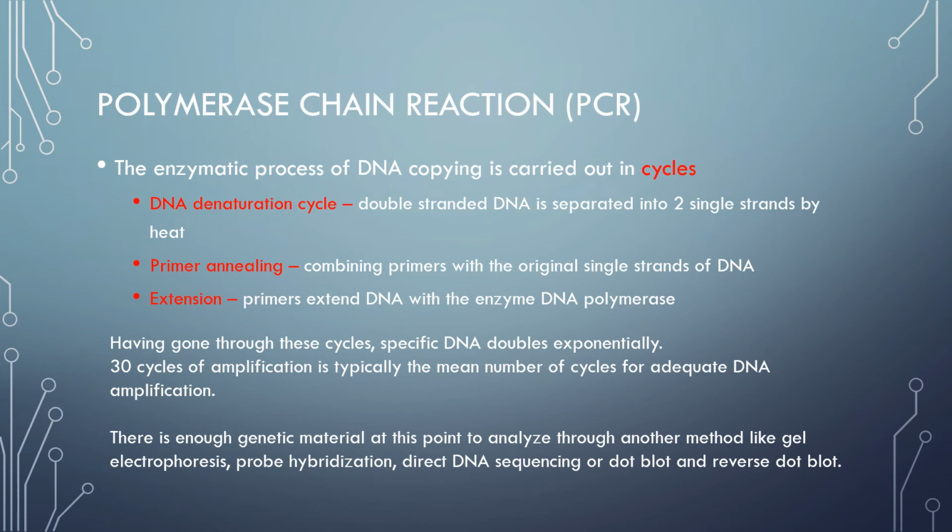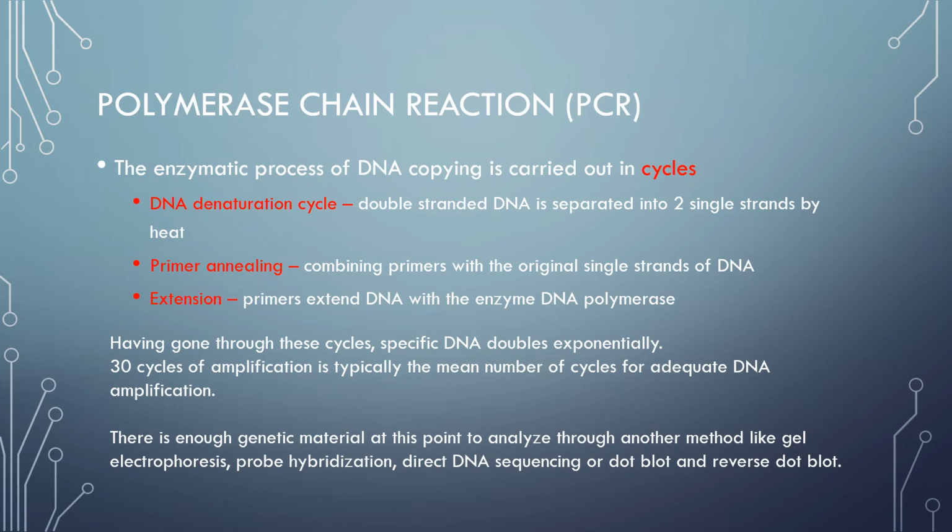PCR, or polymerase chain reaction, occurs in 3 cycles, and this is called the enzymatic process of DNA copying. The first step in the copying of DNA is called the DNA denaturation cycle. Here, strands of DNA are unwound, and this occurs in about 15 to 30 seconds at 95 degrees centigrade. We have the next stage in the cycle, that is primer annealing, and this is combining primers with the original single strands of DNA. Here the tubes are placed at 45 to 65 degrees Celsius for about 30 seconds.